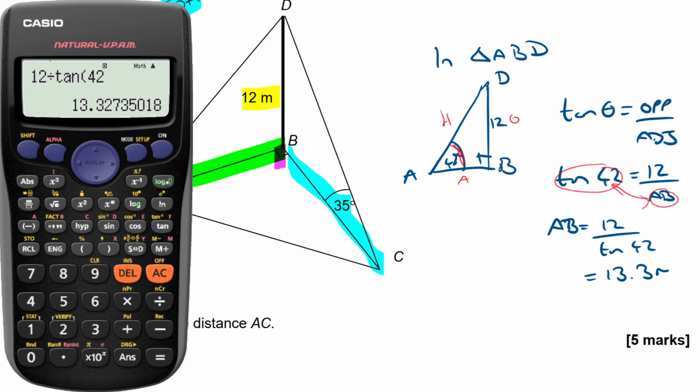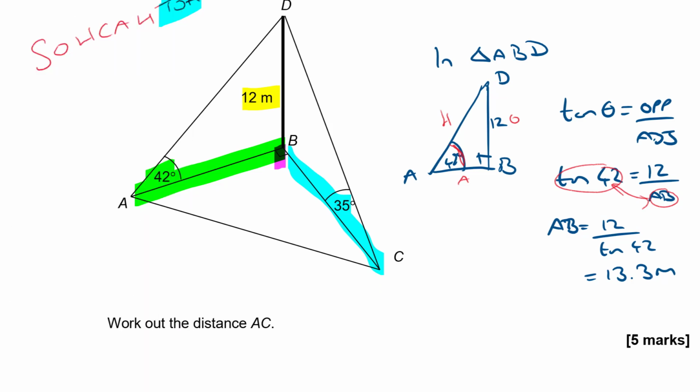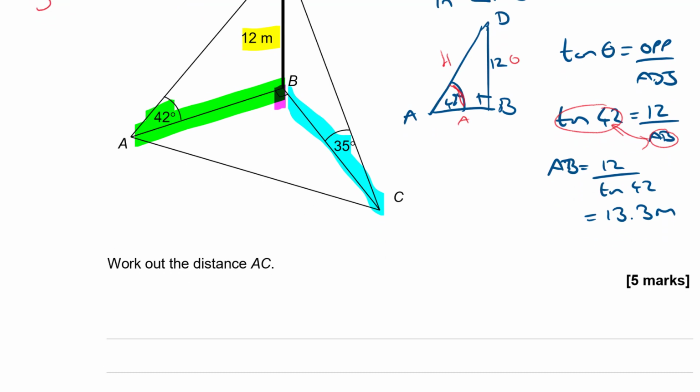Okay, that's going to be in meters, isn't it? That can't be right. Oh yes, it is. That's fine. Okay, so that's one triangle. Now the other triangle then is going to be triangle BCD, isn't it? So let's switch to that triangle now then.